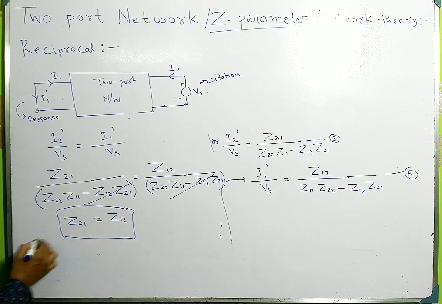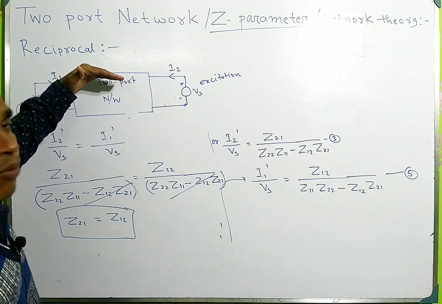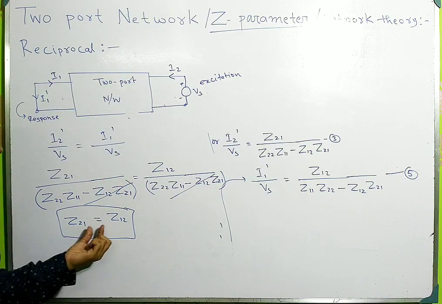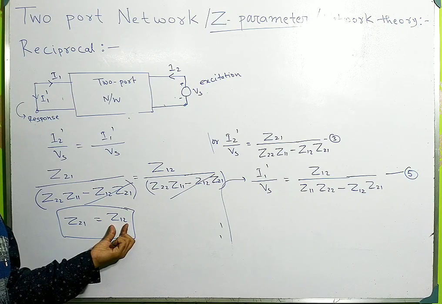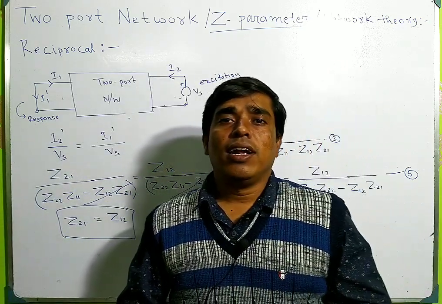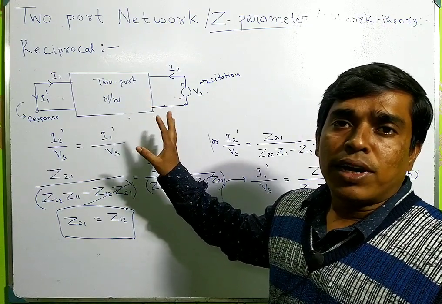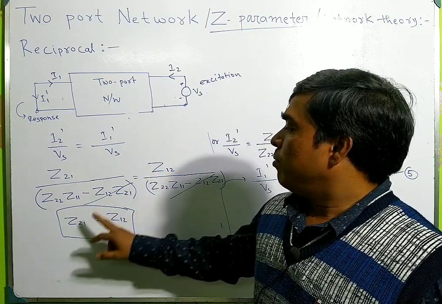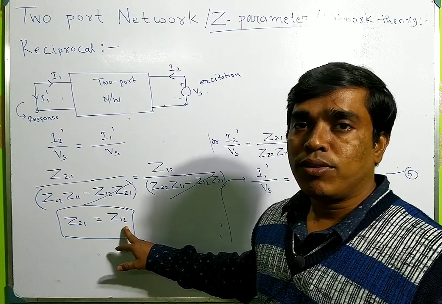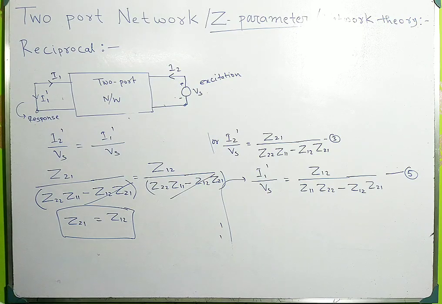So this is the condition that a two-port network will be reciprocal if Z21 equals Z12. So in terms of Z parameters, you can say that a network will be reciprocal if the Z parameter Z21 is equal to Z12. This is the condition for a circuit to be reciprocal.